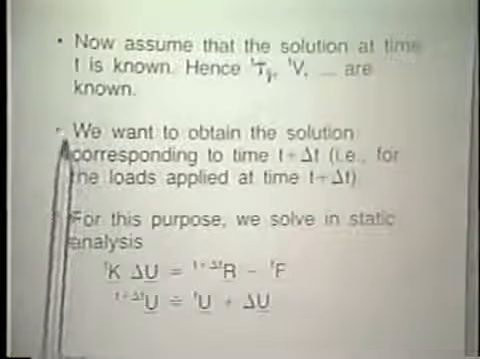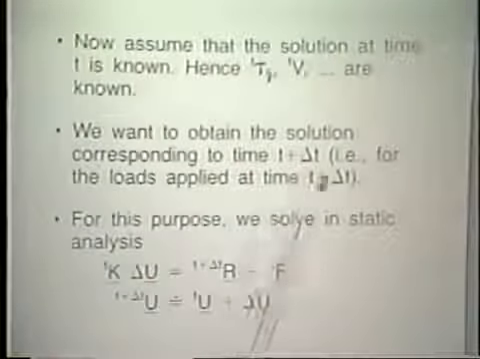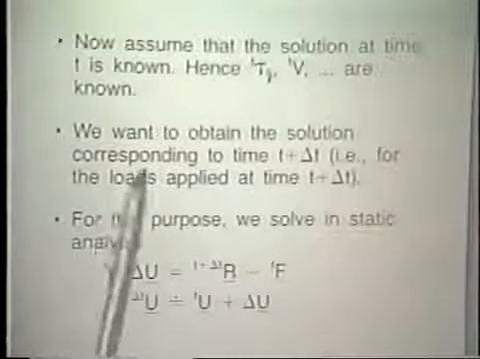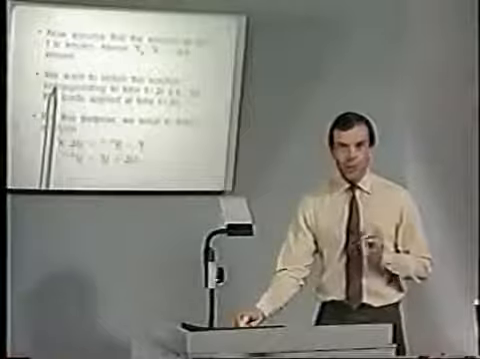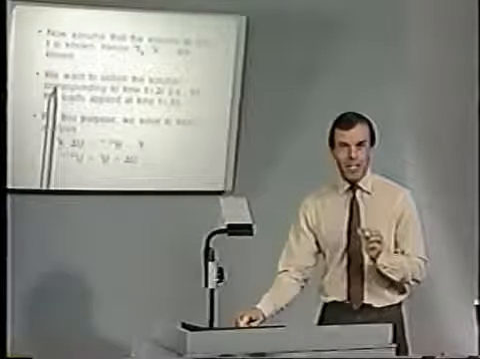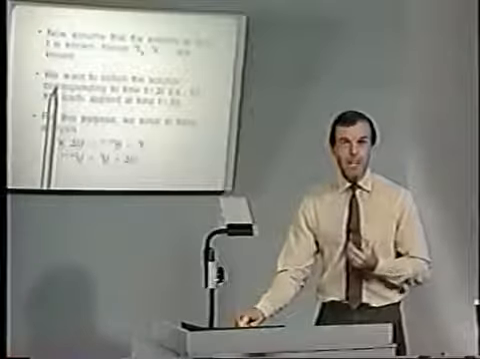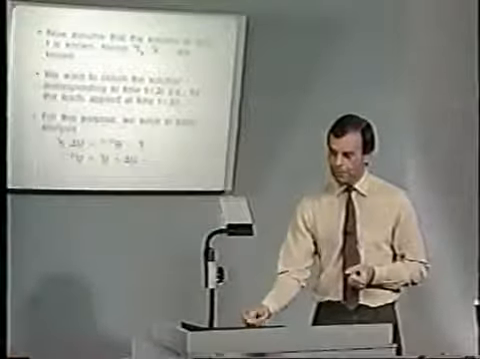All the information corresponding to the body at time t is known. And we now want to obtain the solution corresponding to time t plus delta t, that is, for the loads applied at time t plus delta t. Of course, this is a typical step of the incremental solution. Once we have the solution for time t plus delta t, we can use the same scheme to calculate the solution for time t plus 2 delta t, and so on.